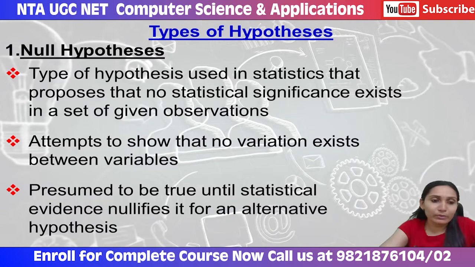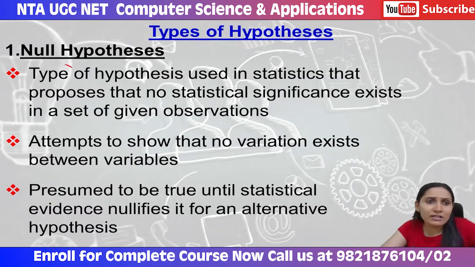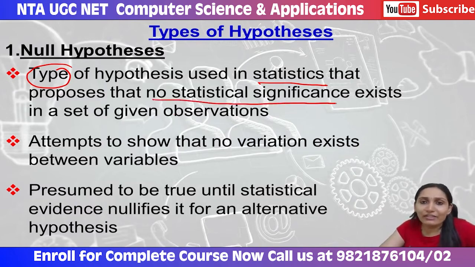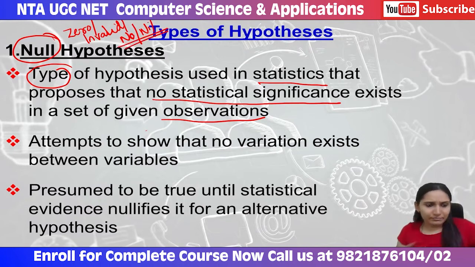Now we are coming to the types of hypothesis. Now the first one is null hypothesis, very important. So null hypothesis is the type of hypothesis which is used in statistics that proposes that no statistical significance exists in a set of given observations. That is null. So null means no, zero, invalid, nil. All these are the meanings of null.